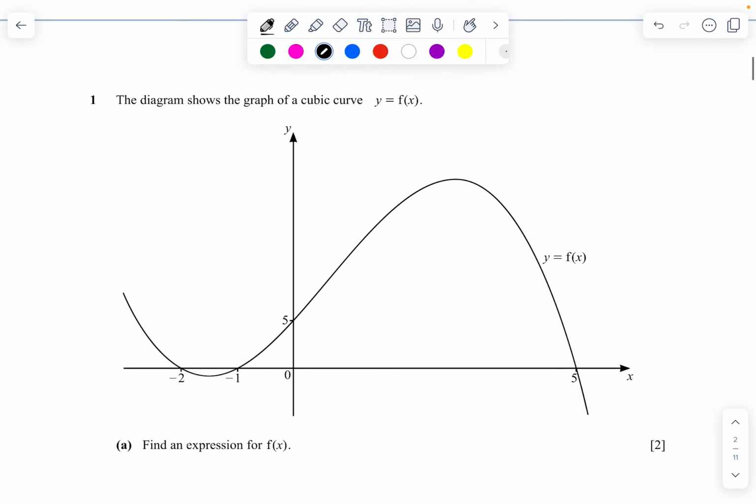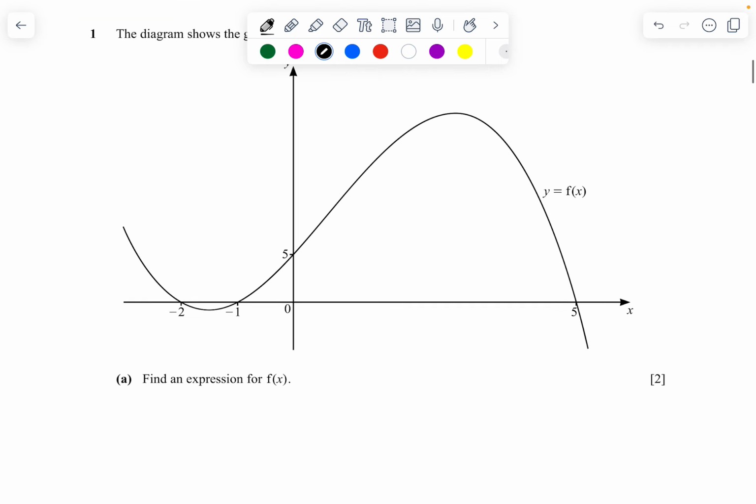Coming to question number 1. The diagram shows the cubic curve. So cubic curve, then the roots. What are the roots over here? The roots are -2, -1 and 5. So these are the roots.